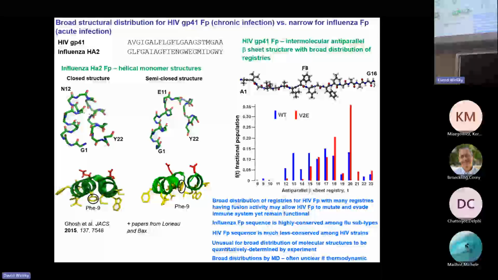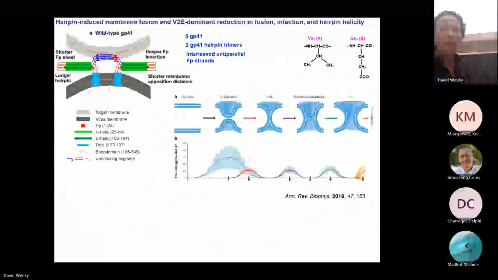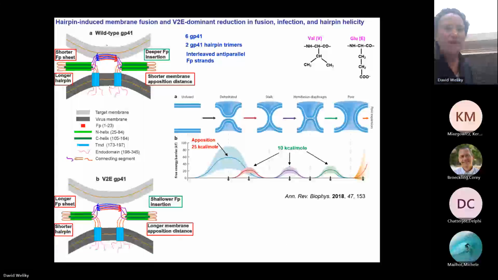I just want to really highlight again that, my understanding of the literature, this is not one of the first, if not the first, quantitative determination of a very broad distribution of molecular structures by experiment. Of course, structural distributions are commonly determined in molecular dynamics simulations, but it's often unclear whether that's actually the thermodynamic distribution. So that's more of a methodological contribution. I'm at the end of my time, so let me just put everything together.